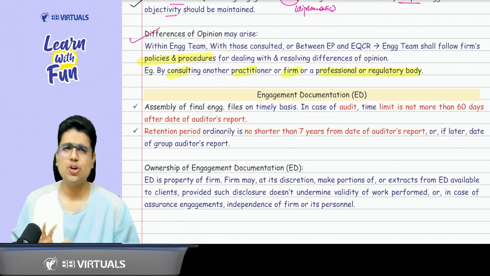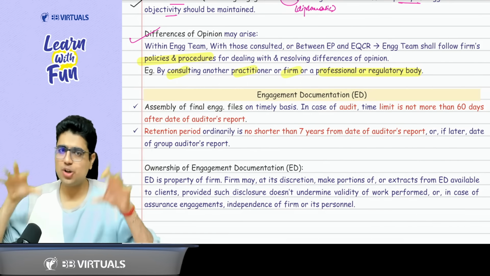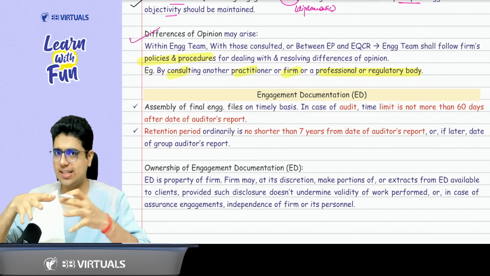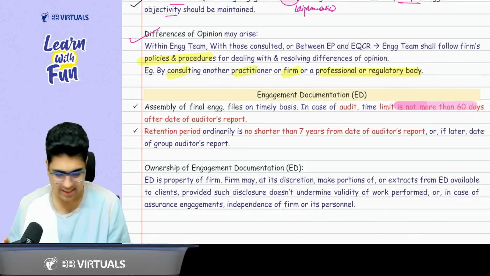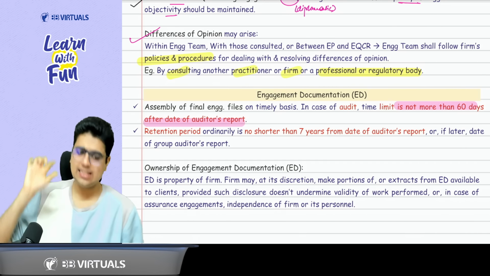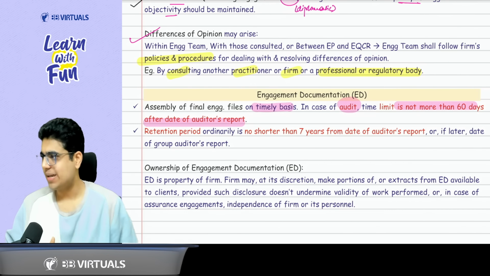In case of engagement documentation, the things are very simple. All the team members, whatever documentation they have prepared, you need to collect them. You need to assemble them within 60 days of the date of the audit report. This is the time limit in case of audit. For other engagements, it is on a timely basis.